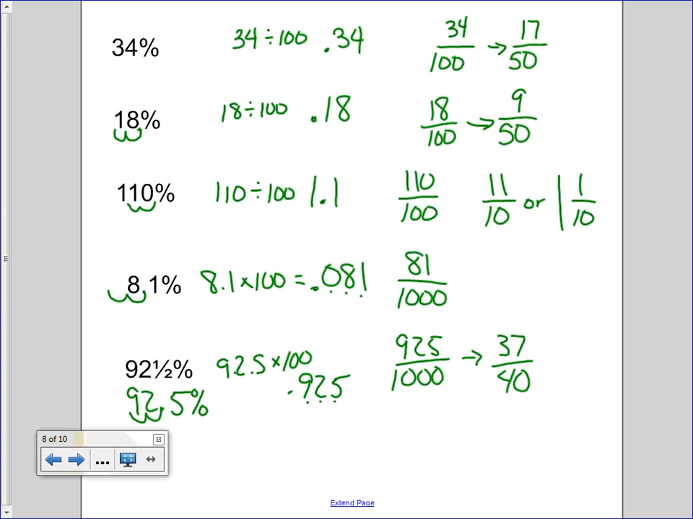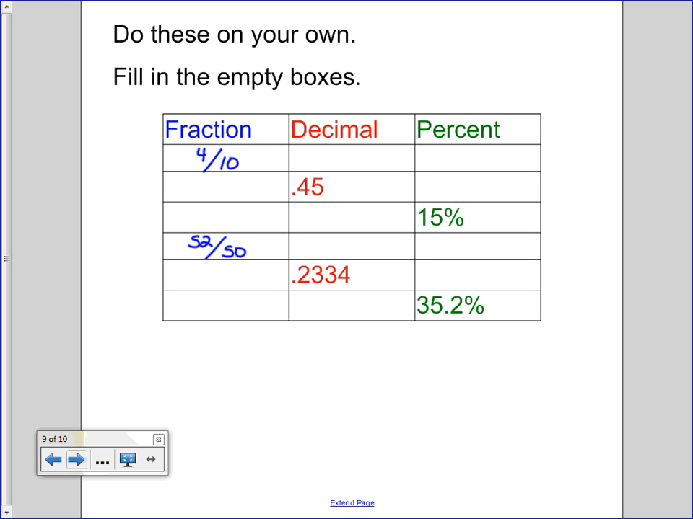Go back and review any part that you think you may need to. Then I want you to try these on your own. Pause the recording and fill in the blanks. Some you're given a fraction, some you're given a decimal, some you're getting a percent, and you fill in the blanks. Unpause it when you are finished and we'll go over the answers.